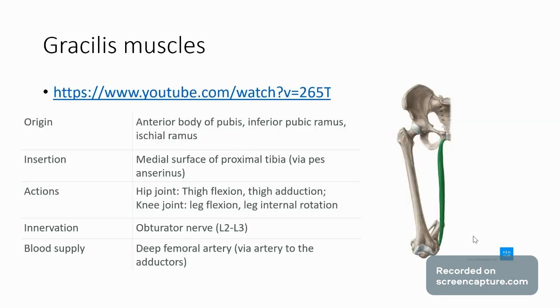The next muscle is the gracilis muscle. Origin: anterior body of the pubis, inferior pubic ramus, and ischial ramus. Insertion is the medial surface of the proximal tibia. Its action is thigh flexion and thigh adduction. As far as the knee joint is concerned, leg flexion and leg internal rotation. Innervation is the obturator nerve, L2, L3, and it is supplied by the femoral artery. You can see the muscle from here to the end of the femur, where it is attached to the tibia.